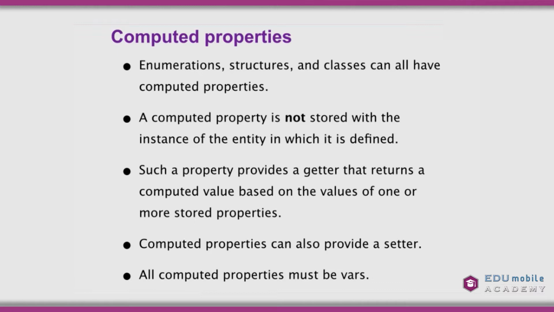Okay, pretty simple. Computed properties can provide a setter, and I'm going to talk about that a lot later, but all computed properties, pretty obviously if you think about it, must be vars. Why? Because they're being computed, and they may probably be changed. One time you compute it, next time you compute it, and you get what? A different value. And if you get a different value, it is variable, not constant.